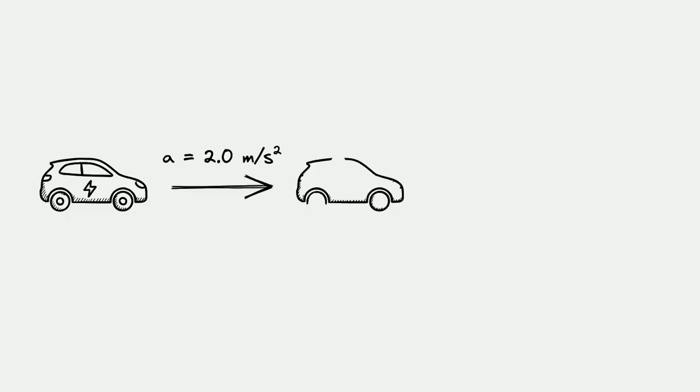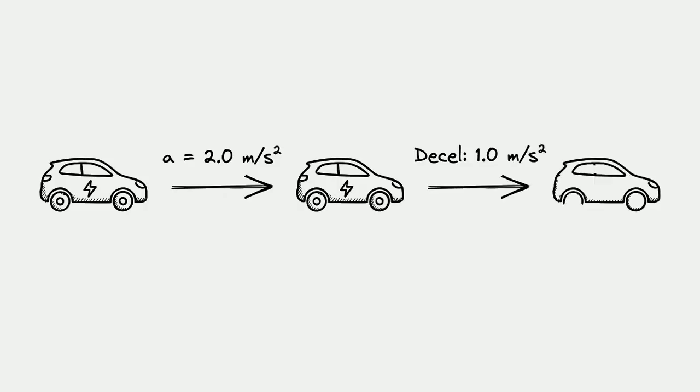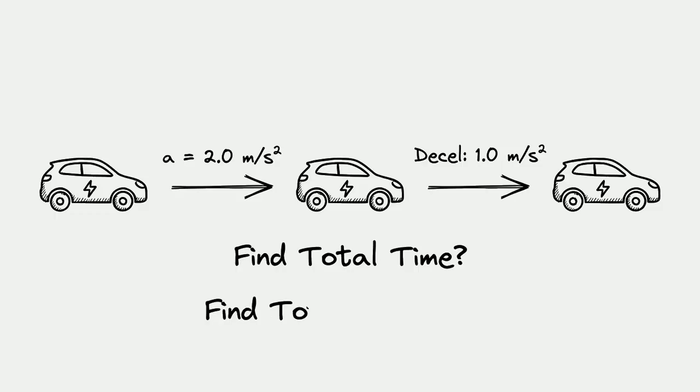An electric vehicle starts from rest and accelerates at a rate of 2.0 meters per second squared in a straight line until it reaches a speed of 20 meters per second. The vehicle then slows at a constant rate of 1.0 meters per second squared until it stops. Part A asks how much time elapses from start to stop, and Part B asks how far the vehicle travels from start to stop. Let's picture what is happening first.